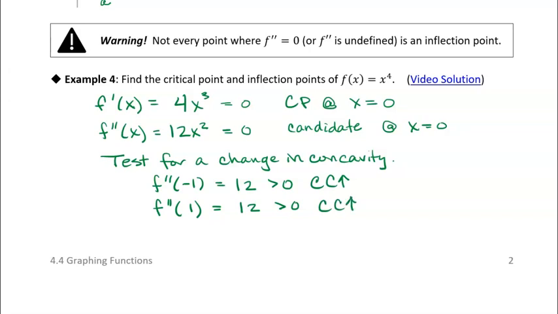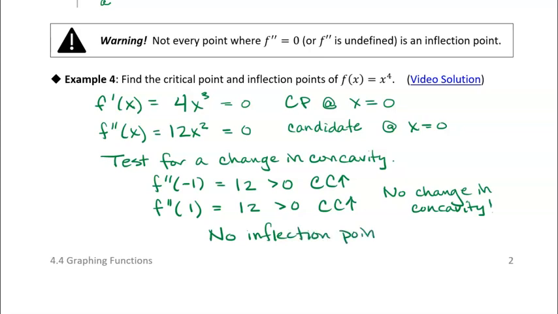All right. So you notice there's no change in concavity. So even though we have a point where the second derivative is 0, if there's no change in concavity, then there's no inflection point. So this function has no inflection points. Okay? So the point of this example is that you have to test, right? When you set the second derivative equal to 0, you get a candidate, but you have to test that there actually is a change in concavity. All right, I'll meet you in the next video.